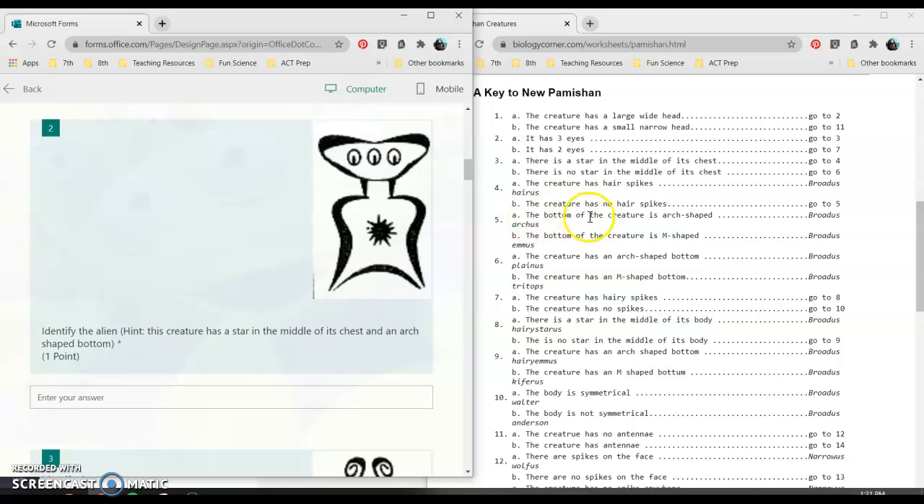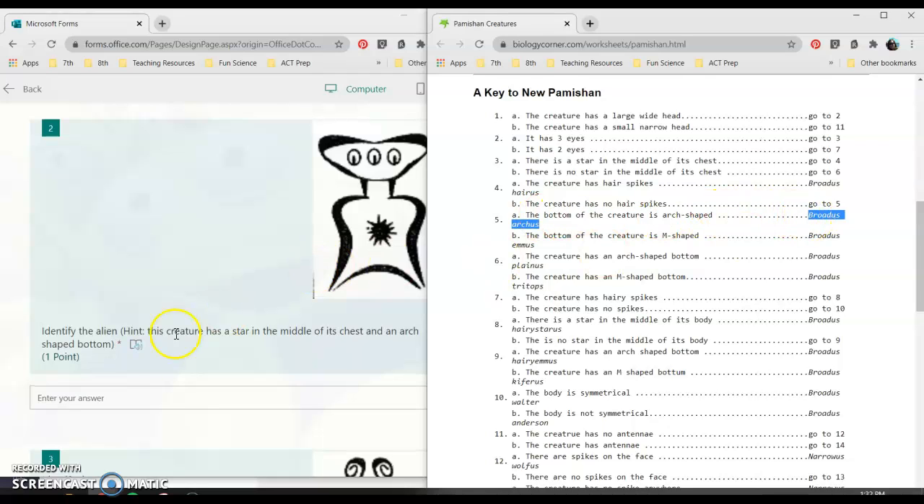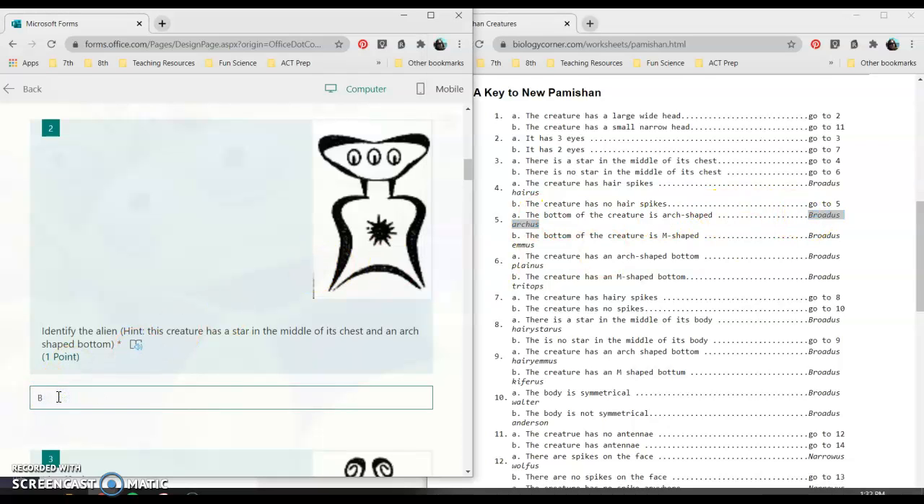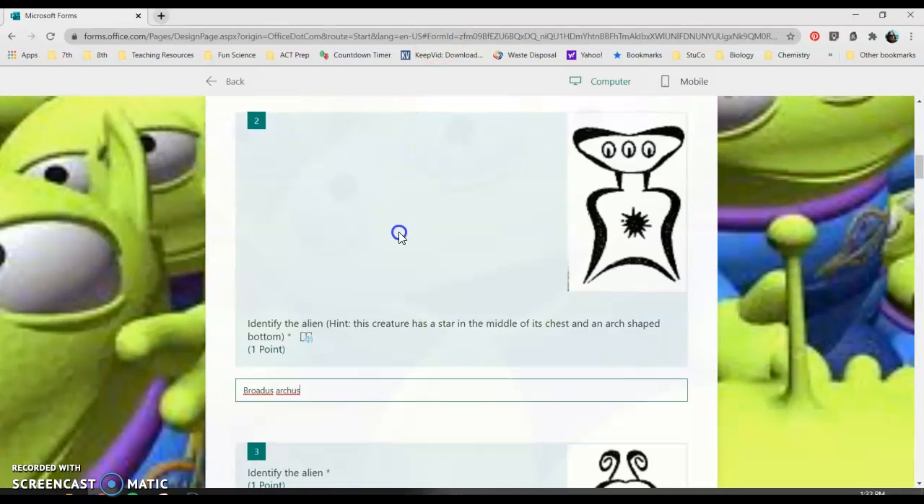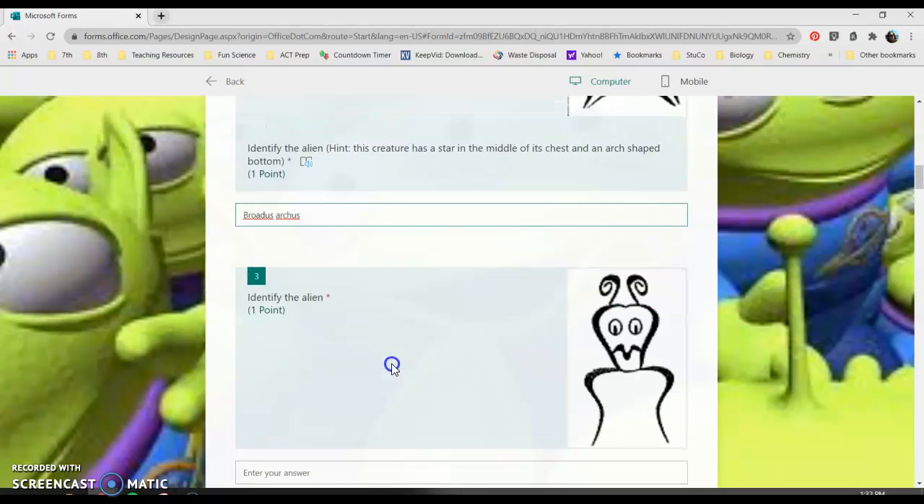5 says the bottom of the creature is arc-shaped, or the bottom is M-shaped. So this is the bottom of the creature, and this is an arc. The other one kind of looks like a wavy M. So this one is Broadus arcus. So we would type in capital B, broad, and then us, arc, us. Okay? So if you type it in wrong, you will probably get it marked wrong. That's okay. There's no reason you should be typing it in wrong if you're careful, but if you do make a mistake, which is normal, we will go through and recorrect.